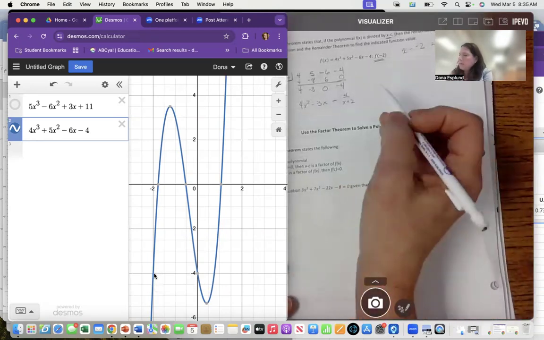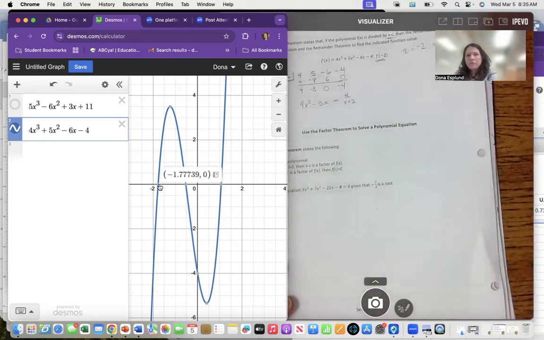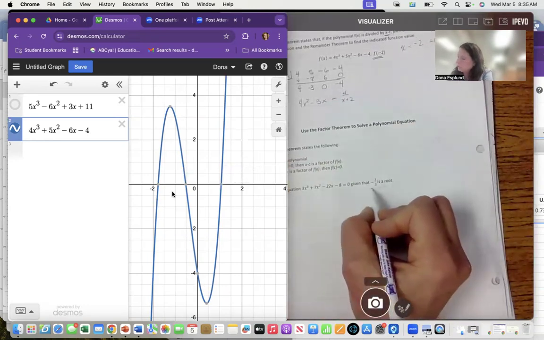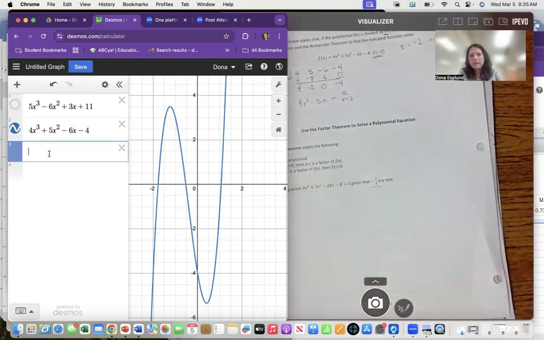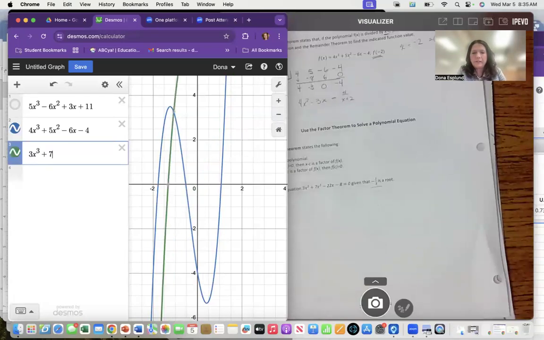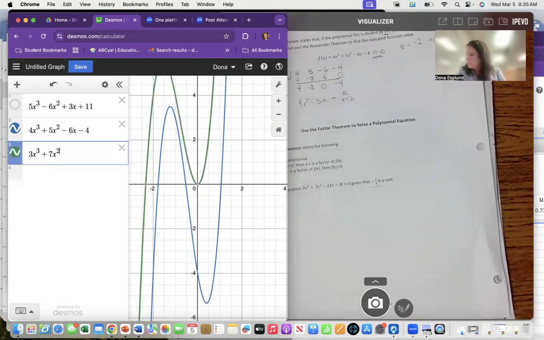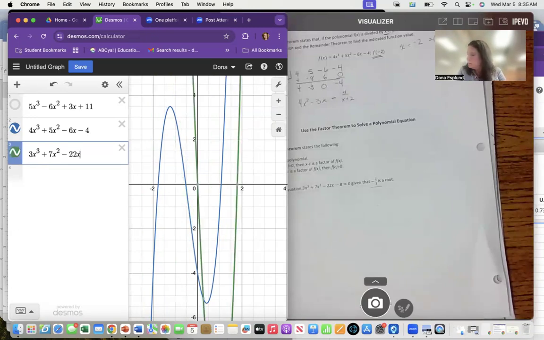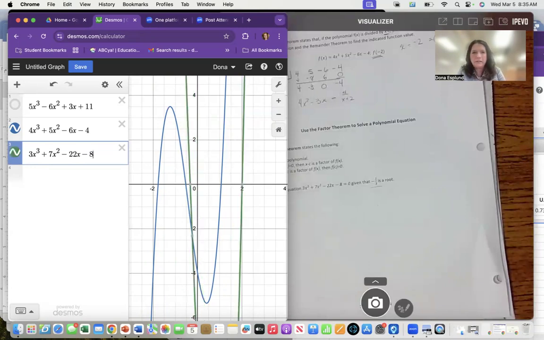So when I think about that, remember, this is a function too, where these are going to be my zeros. So if I were to plug in any number that is crossing my x-axis, then that's also going to be the 0. So when I look at the next one, if I'm going to go ahead and plug it in, I have 3x to the third plus 7x squared minus 22x and then minus 8.